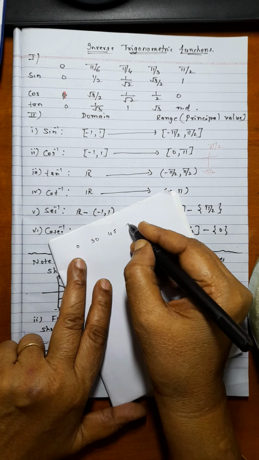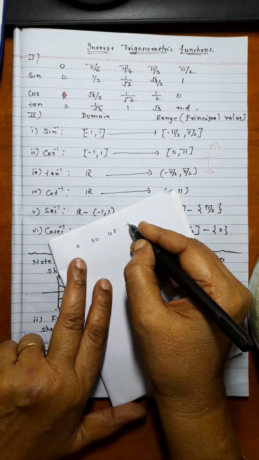You write 0, 30, 45, 60, 90. At 0 you write here 0, 1, 2, 3, 4. Start with 0, don't start with 1. If you start with 1, 5 will come here. Then divide each term by 4. And then take the square root of each term. If you take the square root, these are their respective values.